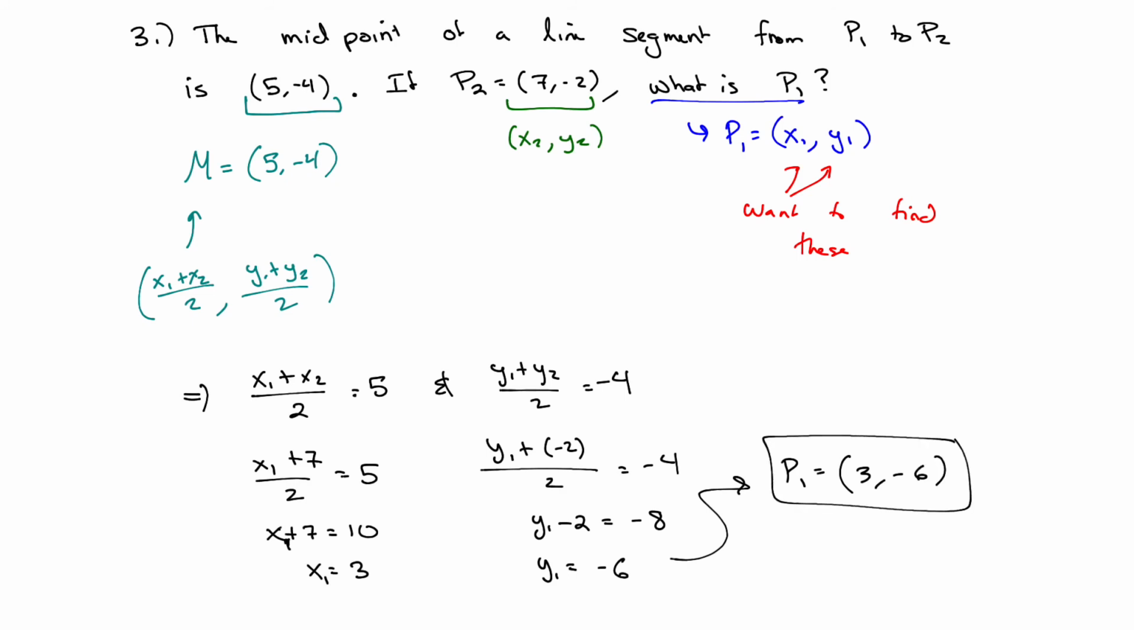And you can verify that when you take this point and you use the midpoint formula, you will get 5 comma negative 4.